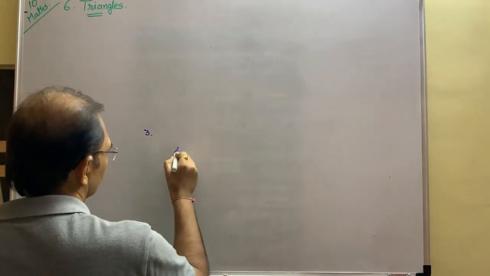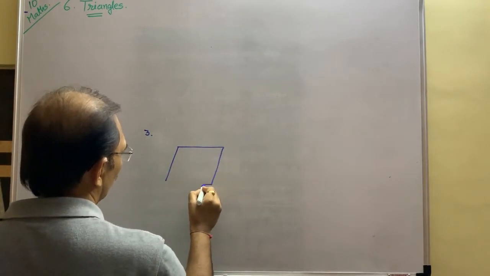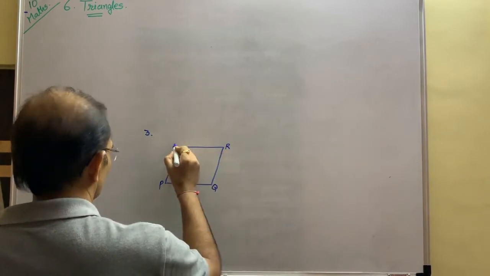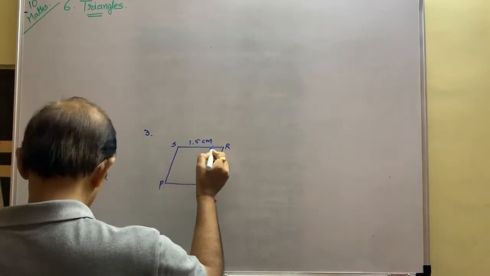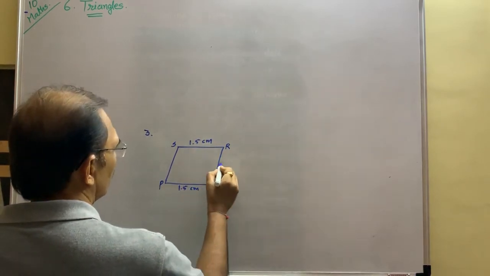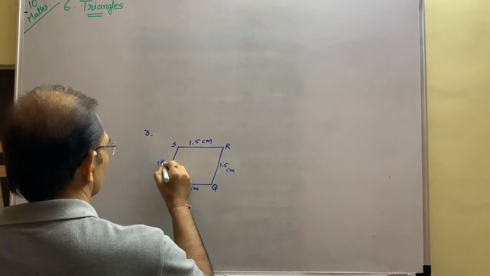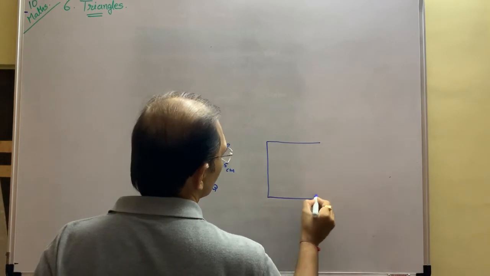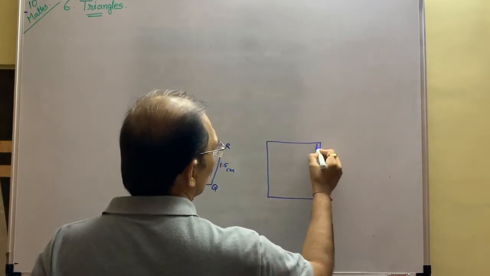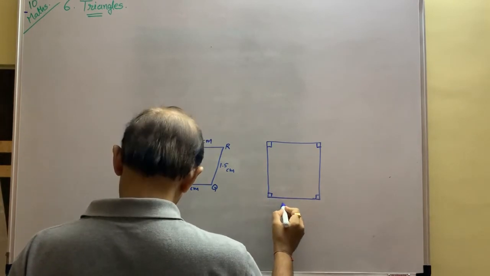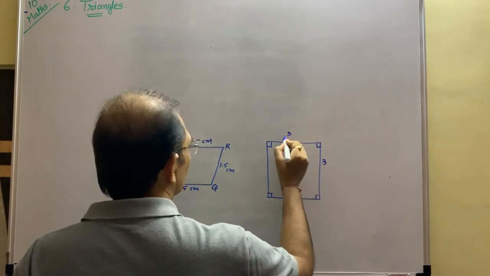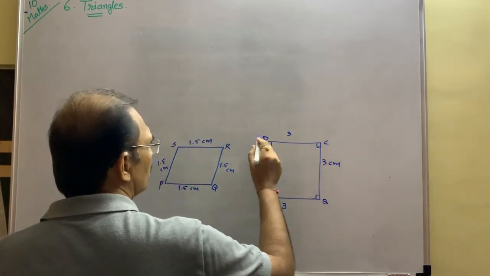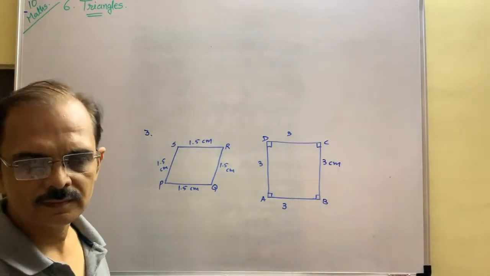Third number, 6.1. Each side has 1.5 centimeter. Another square is given. Given that all angles are 90 and their side is 3 centimeter. Name is given ABCD. Now the question is, are they similar figures?